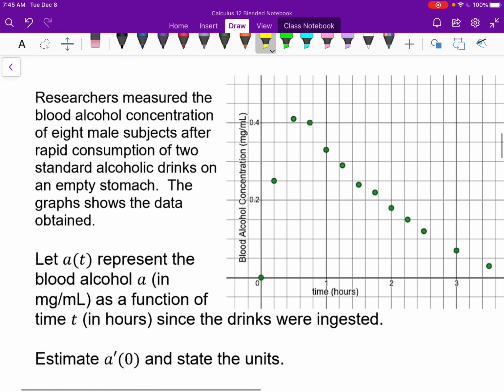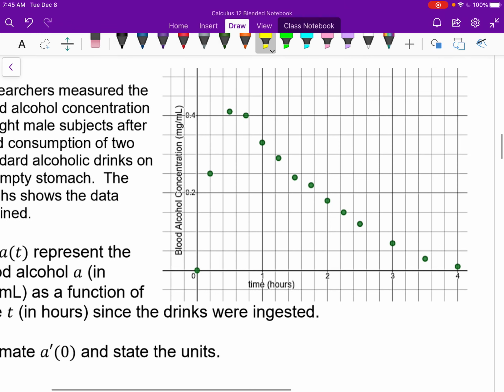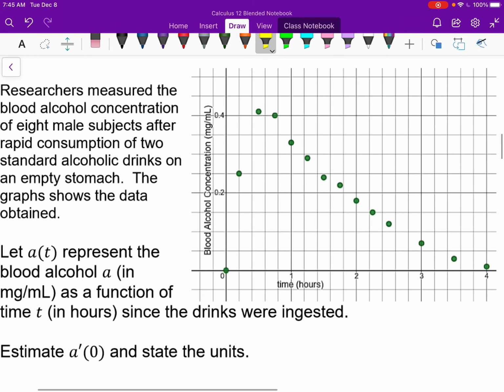All right, so I have two problems. One, coming back to this, which we saw earlier in the course. I have a scatter plot here showing some data of how people's blood alcohol level changed over time after they ingested 2 drinks. And this is the scatter plot of their data. And I want us to imagine A of t representing the blood alcohol level as a function of time. So I want to imagine a function that somewhat connects the dots here. So something like this.